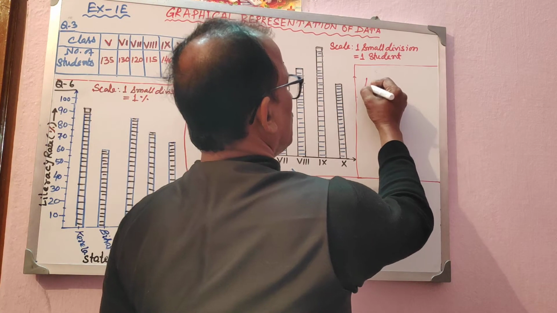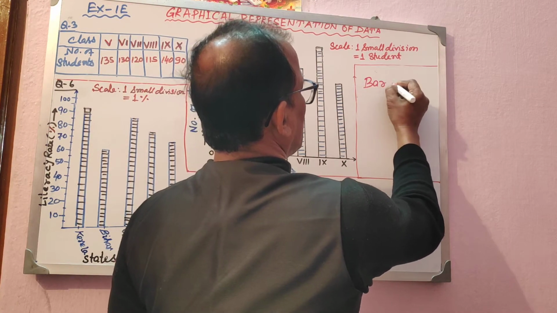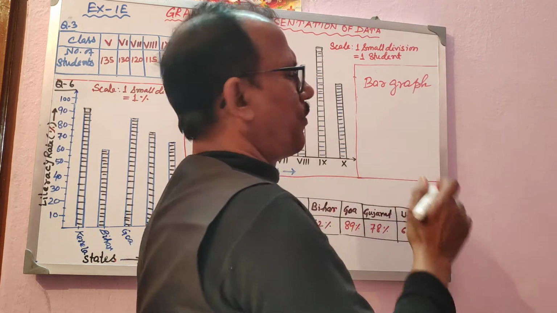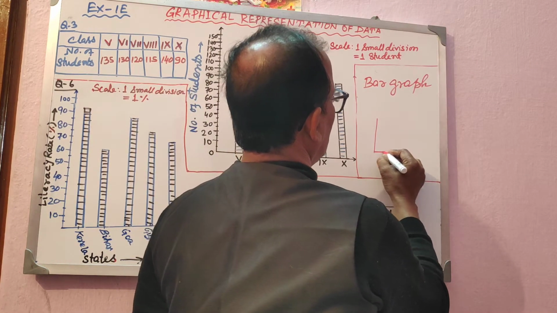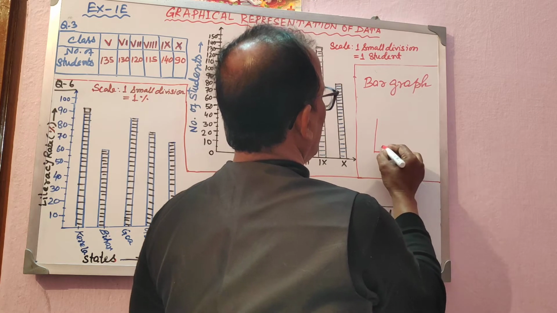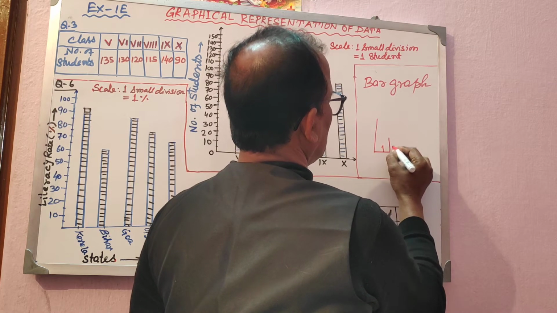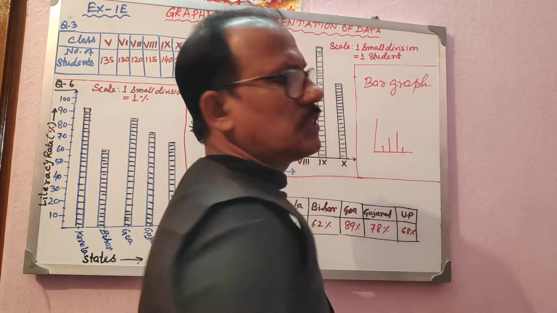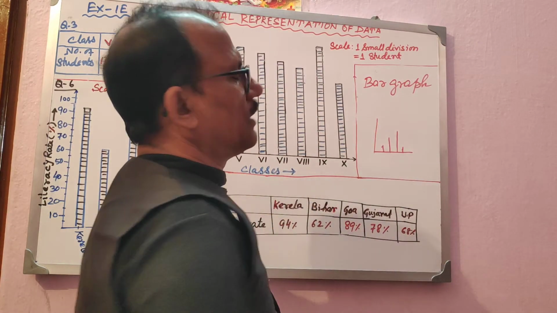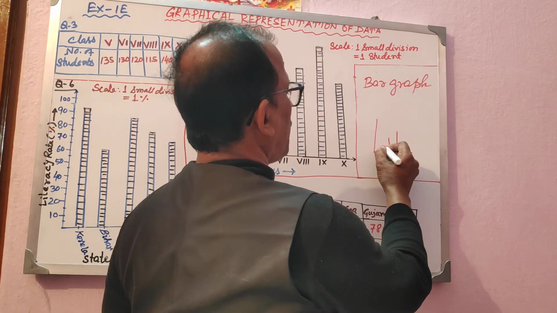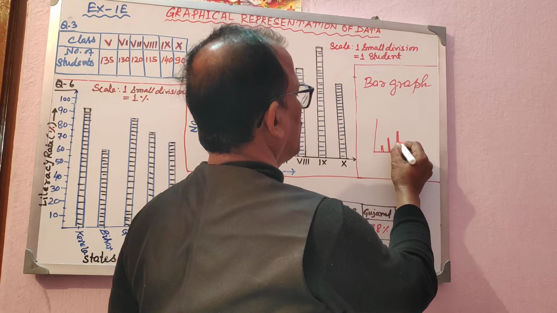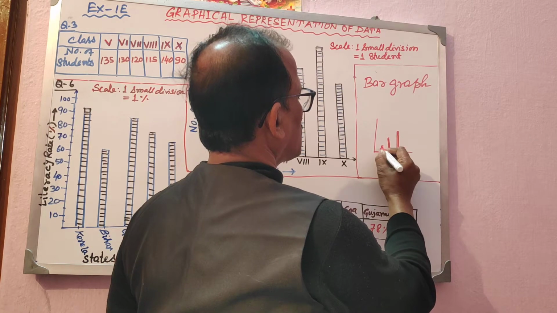Then, when you draw a graph, it will be of three kinds. Firstly, the bar graph. Bar graph means bars will be formed on two axes. When the bars are formed like this, then it will be called a bar graph. All the bars will be a little thick. Could you understand? This way.